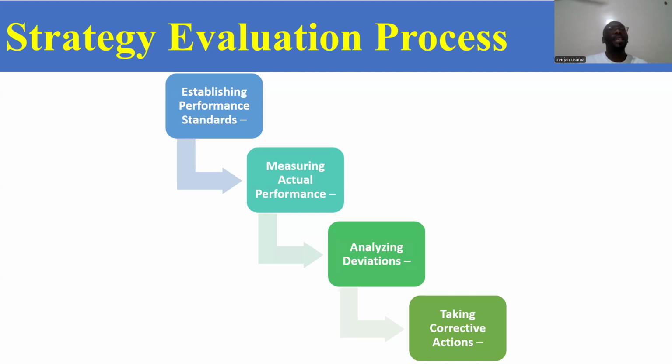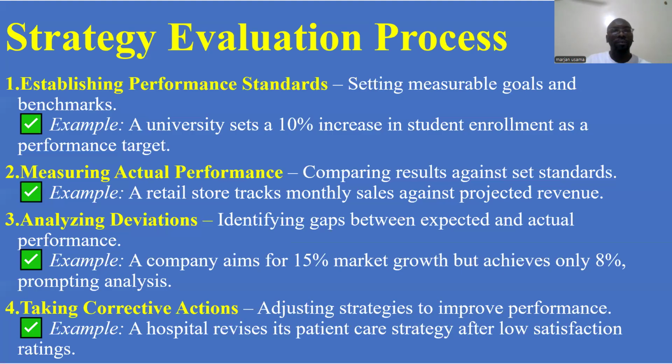So number 1, we have establishing performance standards. Number 2, measuring actual performance. Number 3, analyzing deviation. Then lastly, taking corrective actions. These are the 4 steps in evaluating our strategy. Okay, now let us look into details about this process.